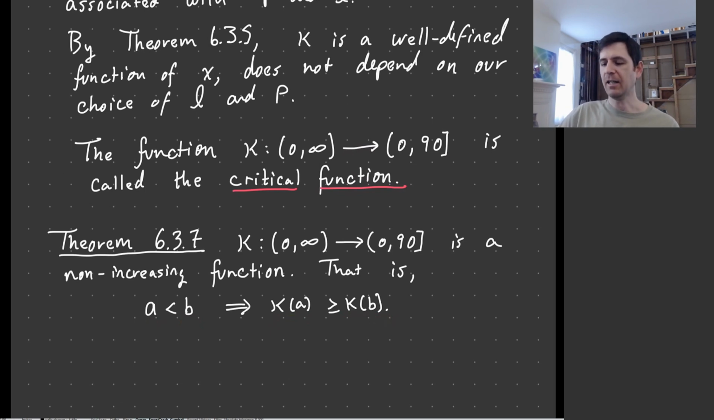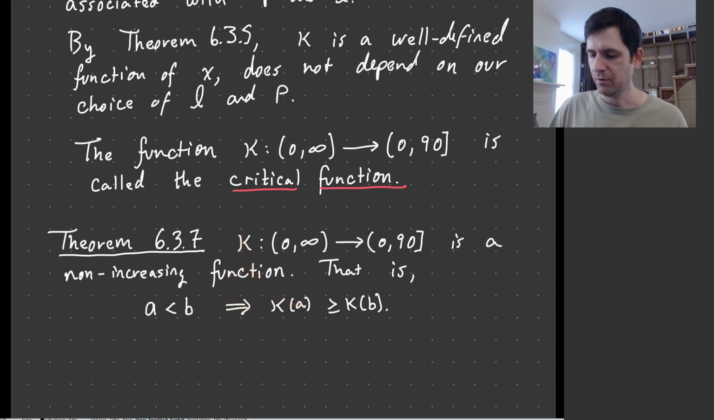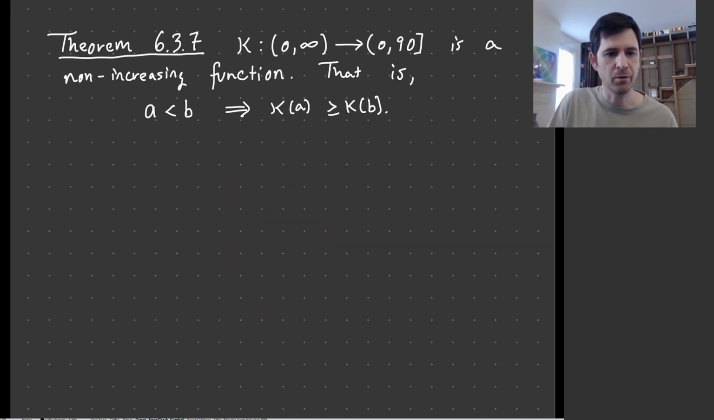So this is saying that given a line, the further you are away from the line, the smaller your critical number is. If you get closer, bigger critical number, bigger angle of parallelism. So this theorem is saying exactly what I was explaining before. Okay, so let's prove this theorem.